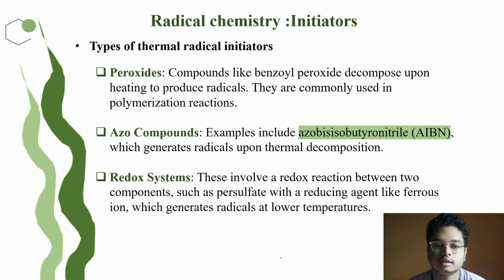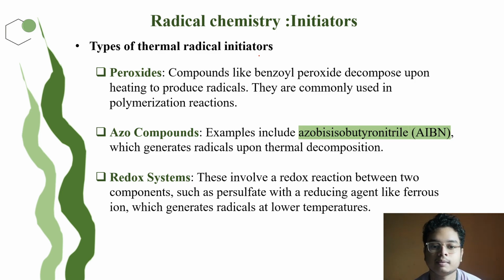So the type of thermal radical initiator, you already know why we are using the initiators. Initiators are nothing but this: in the normal thermal method of radical generation, the radical can be generated at a higher temperature, but by using an initiator we can drastically reduce the temperature of radical generation and generate a radical at a lower temperature.